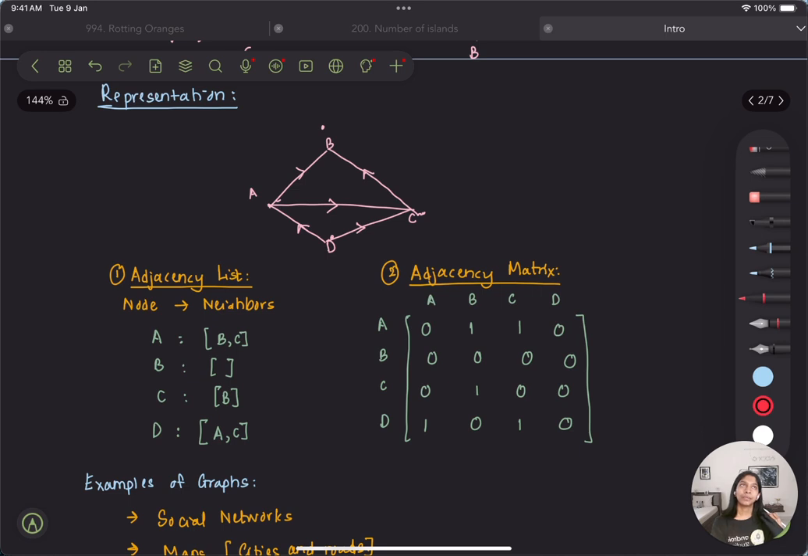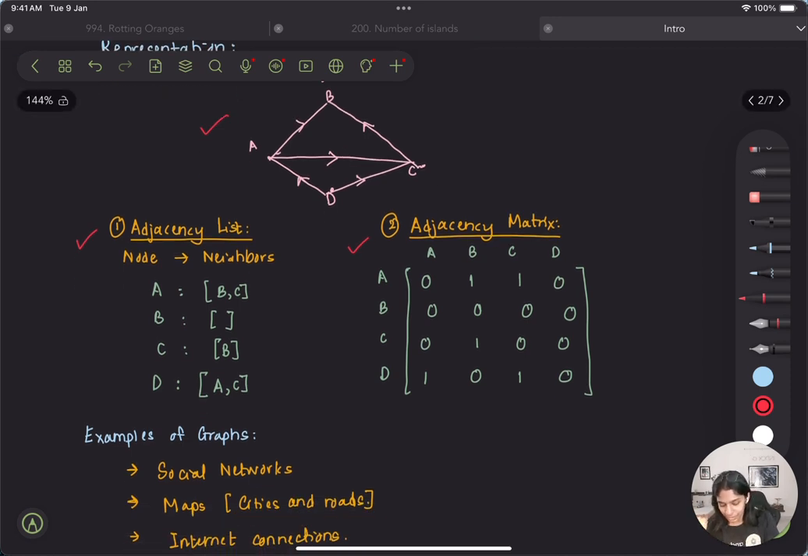Okay, so now talking about the representation style of a graph. If you're looking at your problems on LeetCode or any DSA problems, the way a graph is normally given is either in the form of an adjacency list or an adjacency matrix. If we look at the graph over here and the adjacency list, A is pointing towards B and A is pointing towards C. So we have B and C in the neighbors of the node A. And B doesn't really point towards anything, so it can't traverse to any other node. So that's empty. C connects to B, and then D connects to A and C.